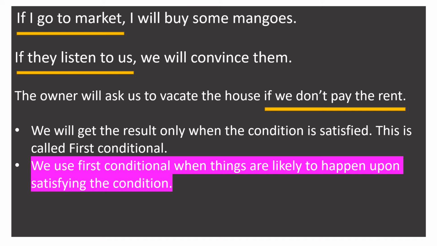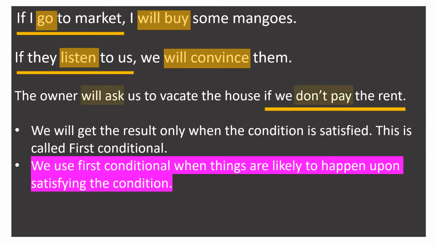And children, now look at the verbs in each sentence. In the first sentence, there are two clauses. So we will have two verbs. What are they? Go and will buy. In the second sentence, yes, you're right. Listen and will convince. In the third sentence, will ask and don't pay.